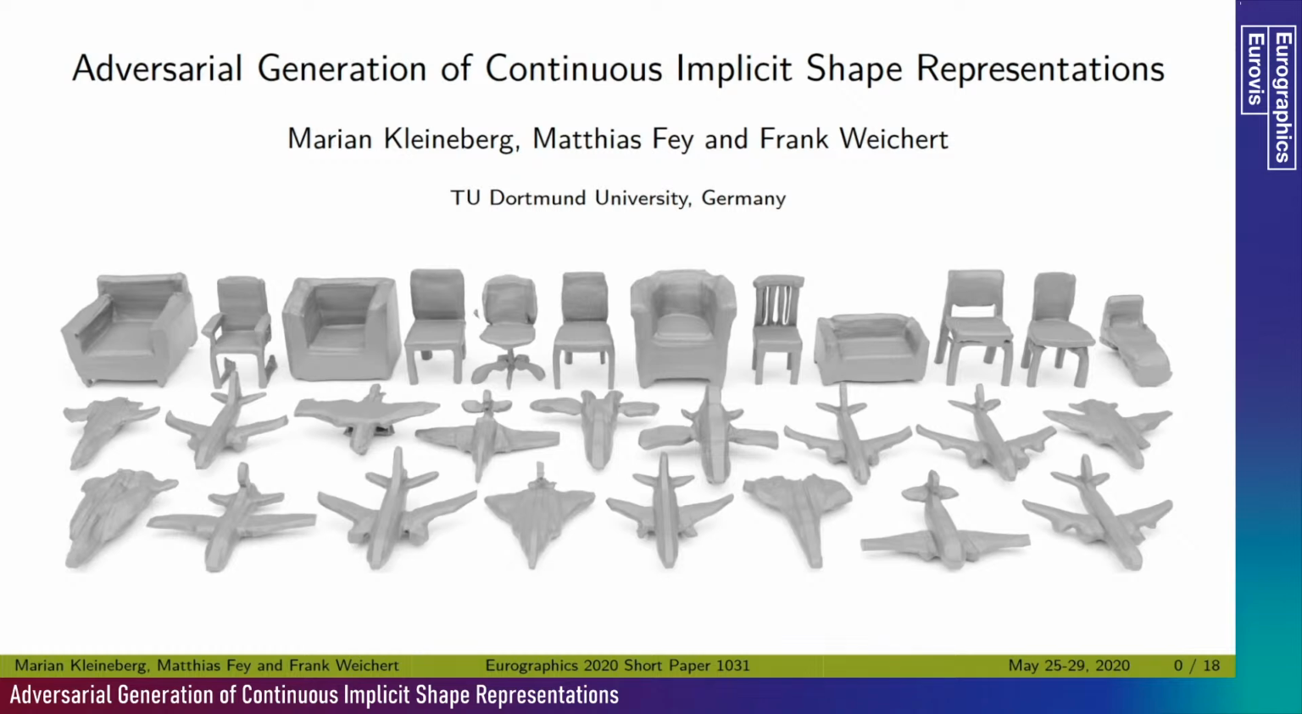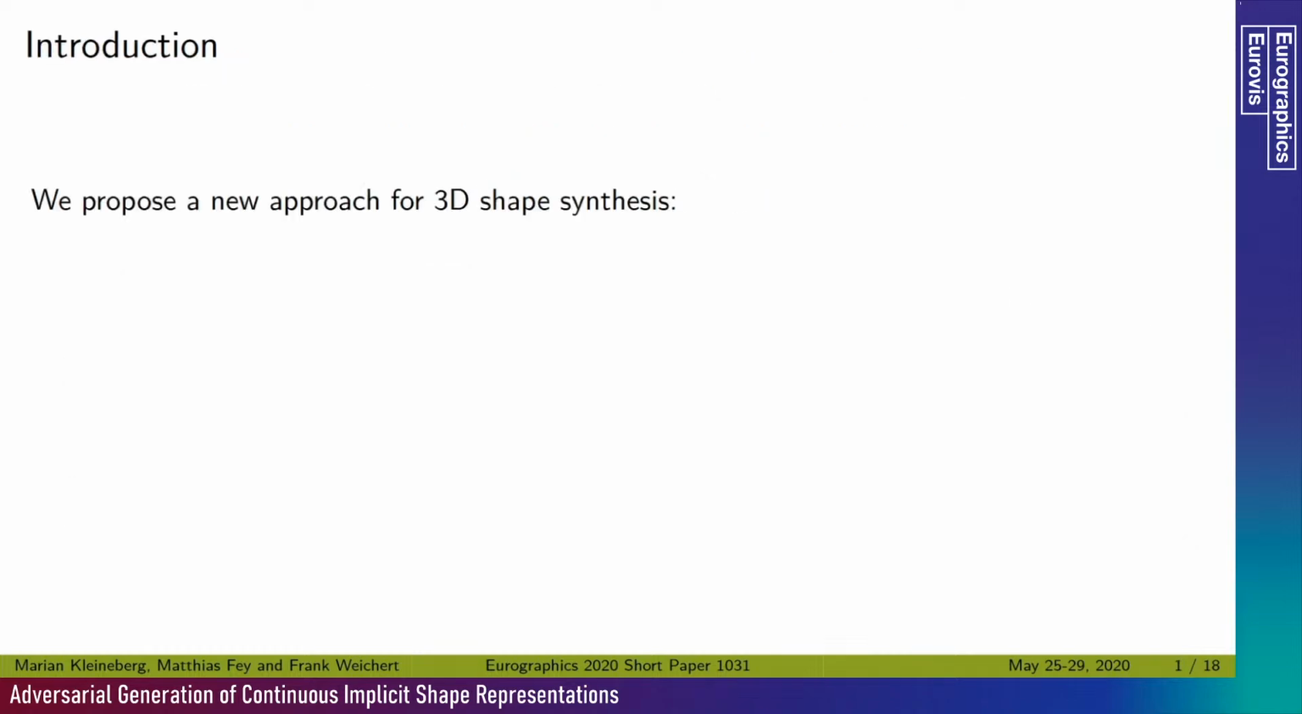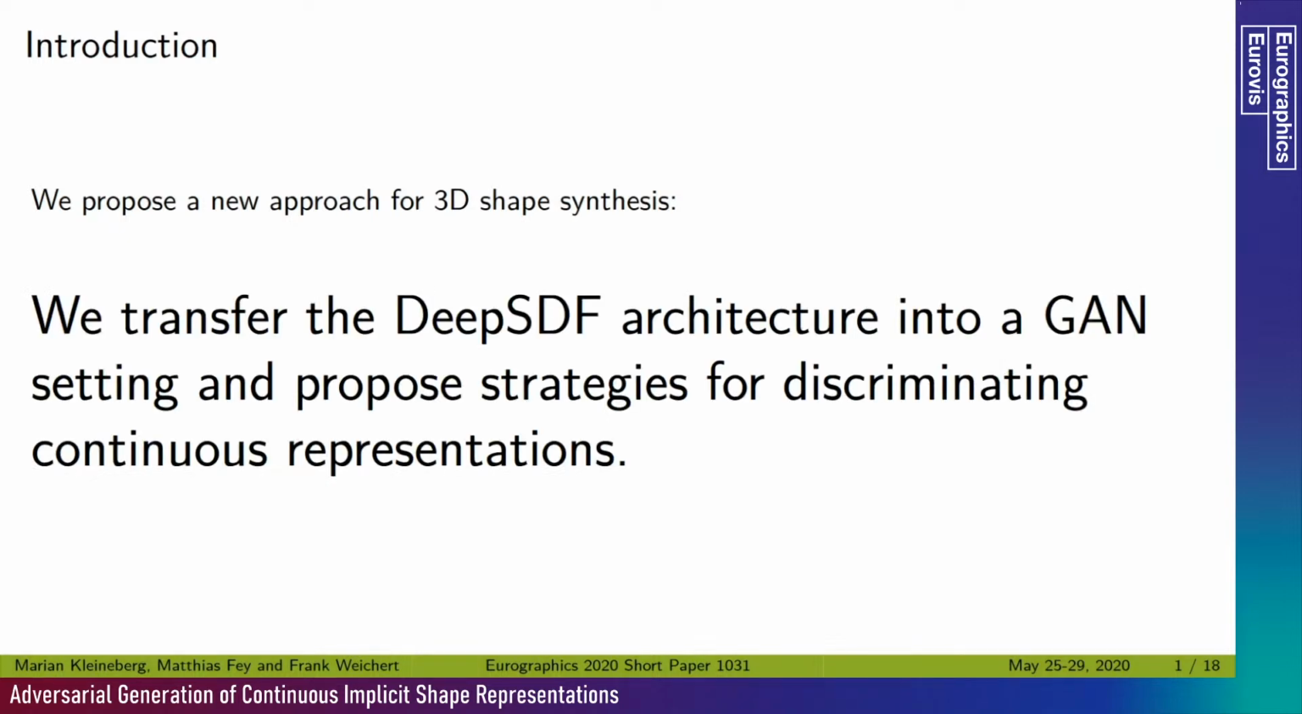Short paper titled Adversarial Generation of Continuous Implicit Shape Representations. In this paper, we tackle 3D shape synthesis with neural networks. In particular, we transfer the DeepSDF network architecture into a generative adversarial network, and we propose strategies for discriminators of continuous shape representations.